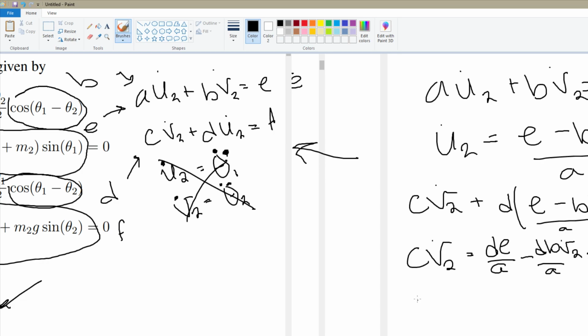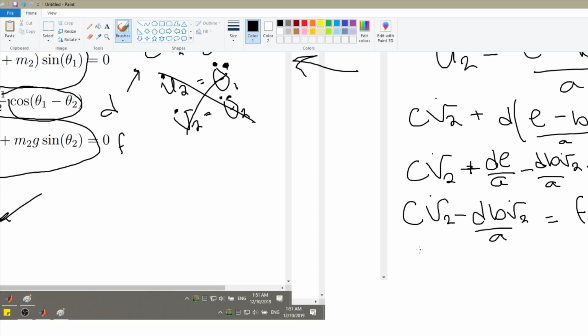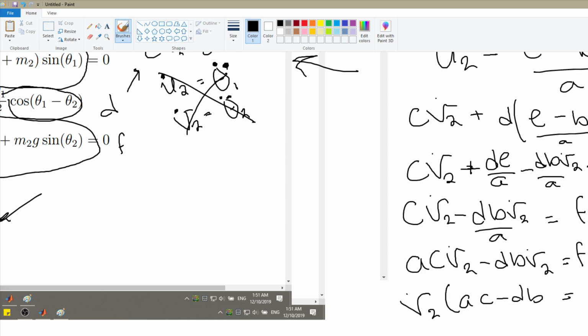So we have C V2 dot minus D B V2 dot over A is equal to F minus D E over A. We'll multiply by A, and we'll get A C V dot 2 minus D B V dot 2 equal to A F minus D E. And then we do V2 dot times A C minus D B is equal to minus D E divided by A C minus D B.